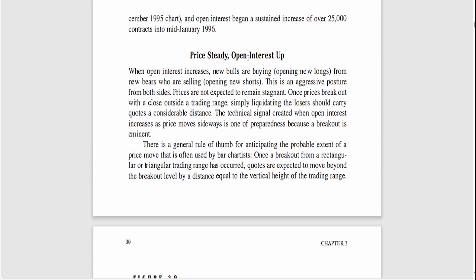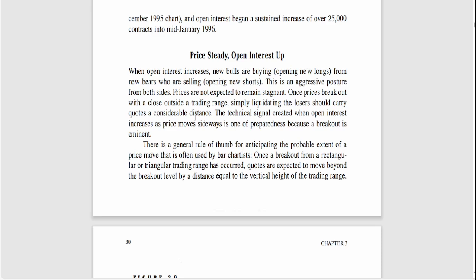Price steady and open interest up. When open interest increases, new bulls are buying from the new bears who are selling. This is an aggressive posture of both sides. Prices are not expected to remain stagnant. Once price breaks out with a close outside a trading range, simply liquidating the losers will carry to a considerable return. Listen very carefully.